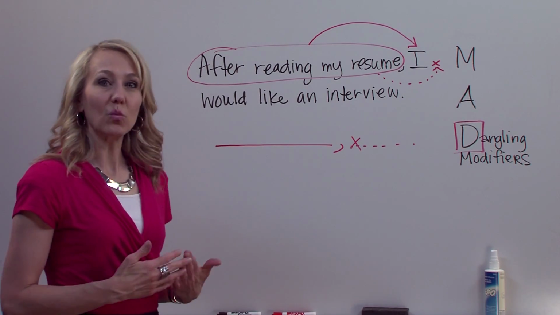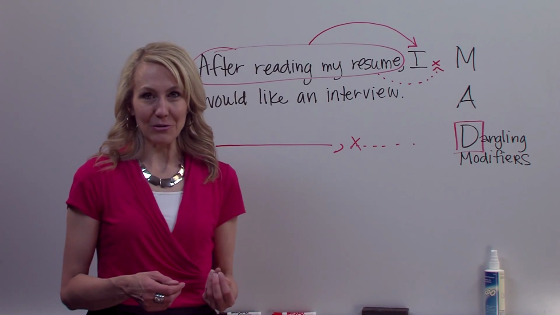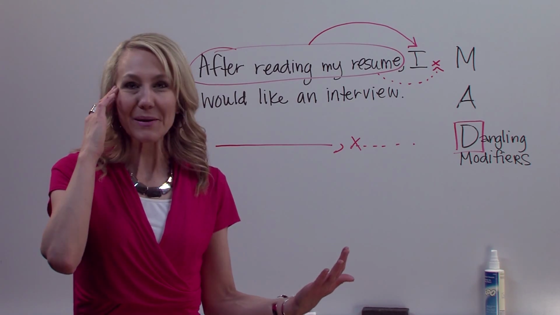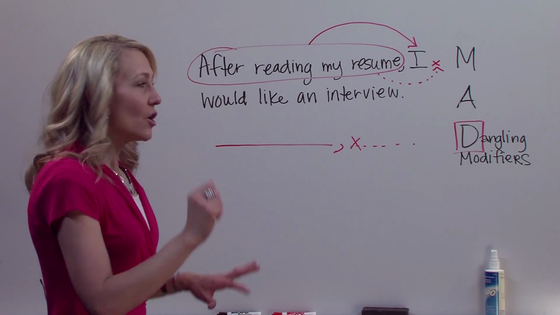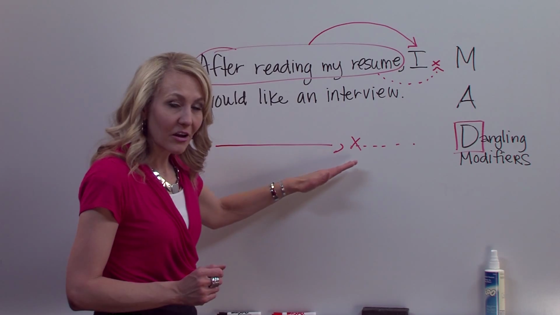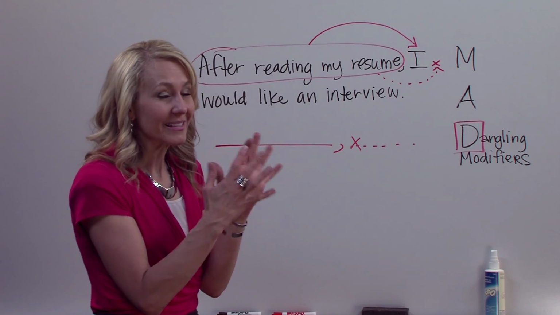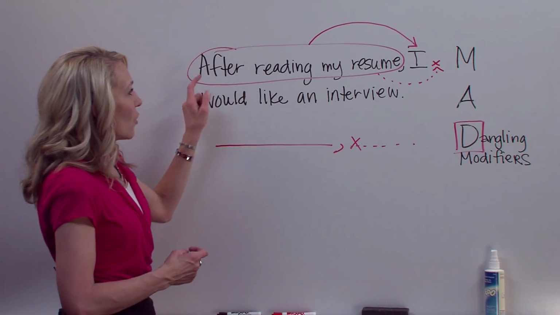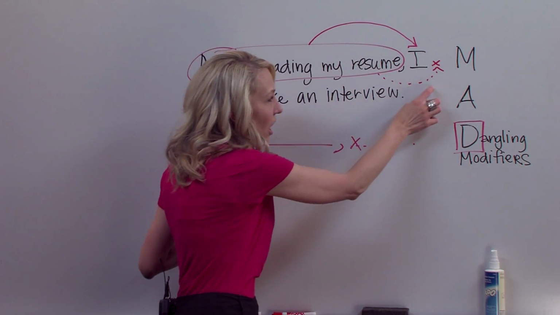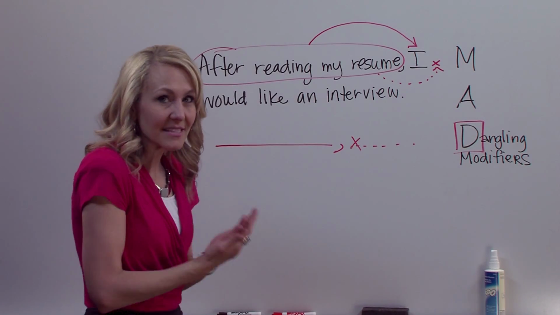I'm just going to read the sentence once so that you can hear it. After reading my resume, I would like an interview. Now, you might hear that sentence and your ear might say, that sounds pretty good. I don't find a problem with it. But again, because I've got that intro modifier phrase followed with a comma and a subject, that's an indicator I've got to test out the relationship. So I circle the whole thing, I draw an arrow to the subject that comes next, and I'm going to test it after the subject to see if in fact that is what it's modifying.